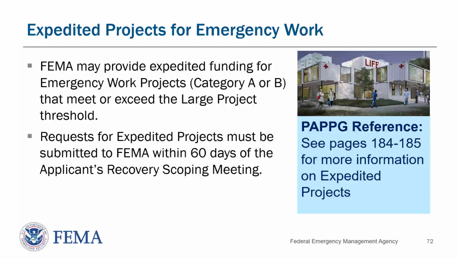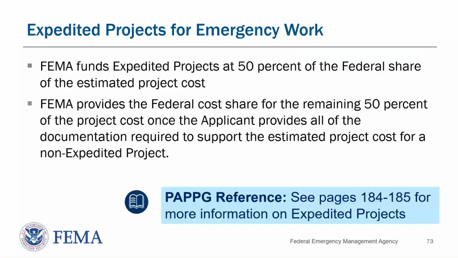So expedite projects get 50% of the federal share into the community sooner if it's done with the approval of the recipient. And then FEMA provides the federal cost share for the remaining 50% of the project once the applicant has provided the documentation normally required for either an estimated or a completed work project. And again, there's your Papa G reference. And then we'll talk a little bit about private property debris removal, and then I'll pause for questions.